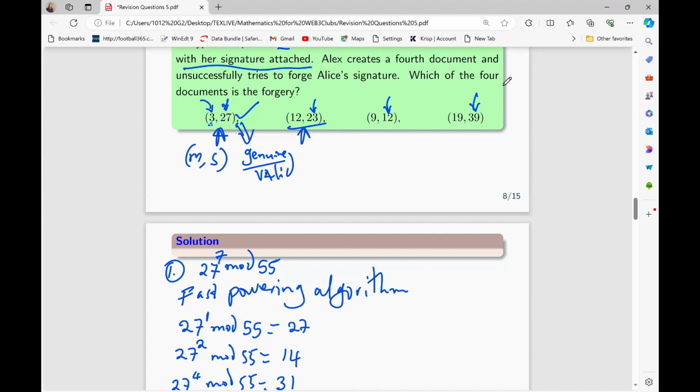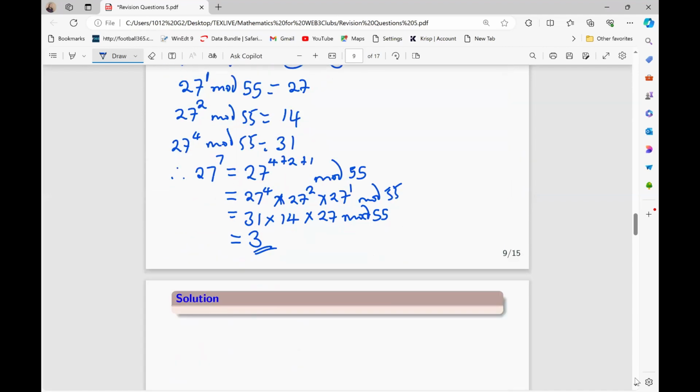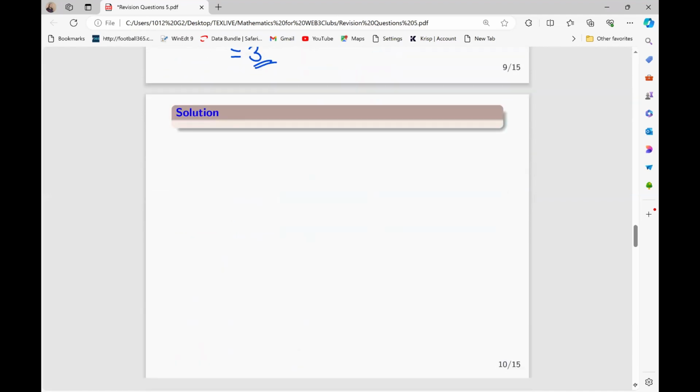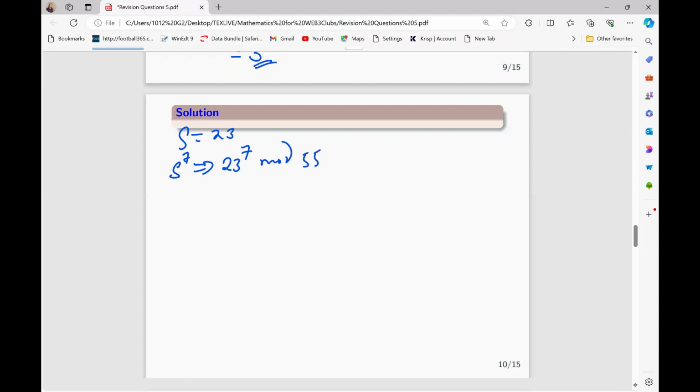It's 23. 23 is the signature. And what is our E? Our E is still 7. Our S is 23, so we want to find S raised to 7, which means 23 raised to 7 mod 55. I want to attempt again and see whether it's a smaller number so that we save on time.